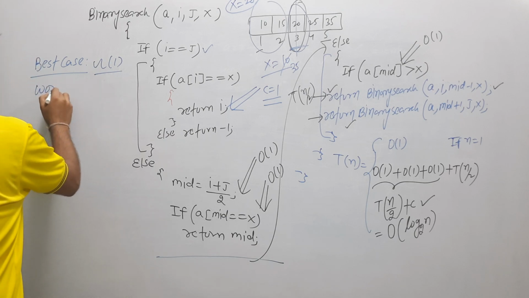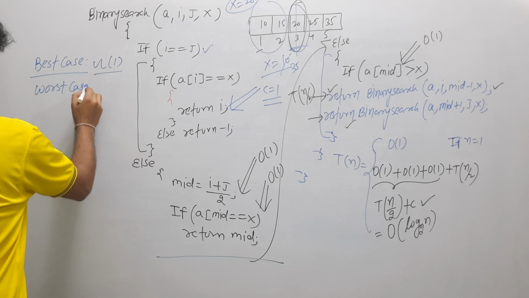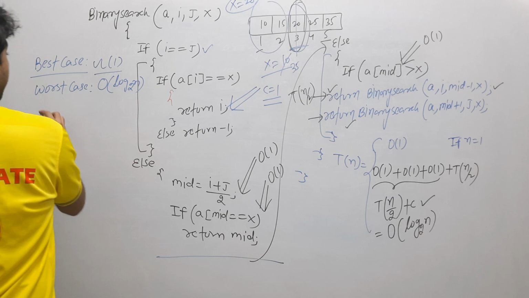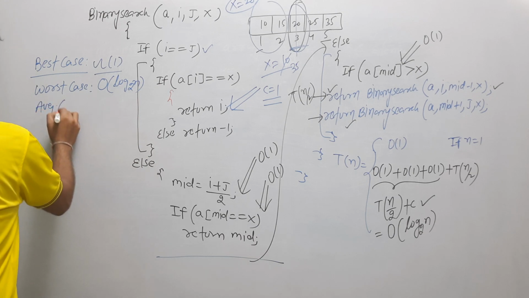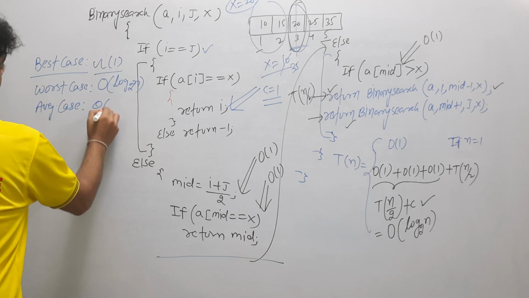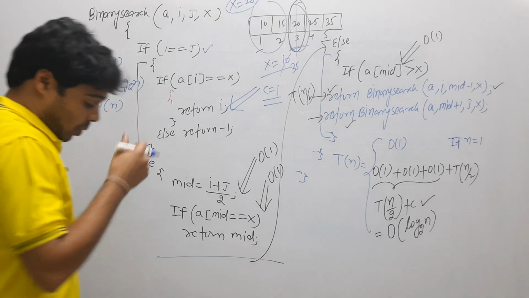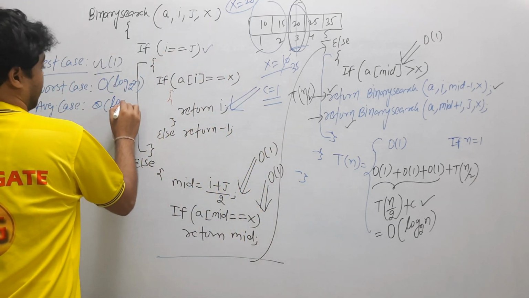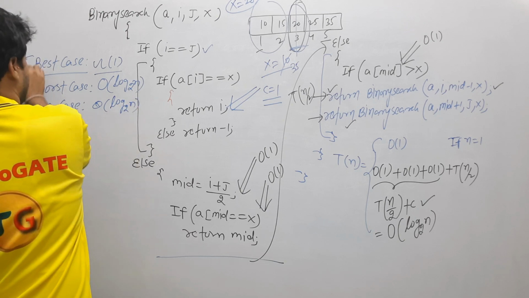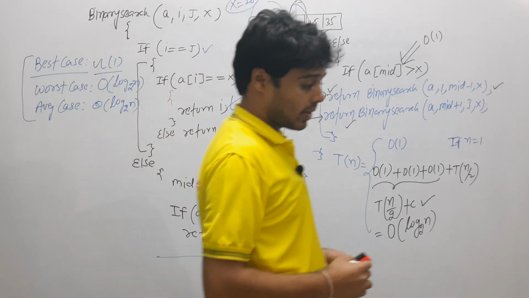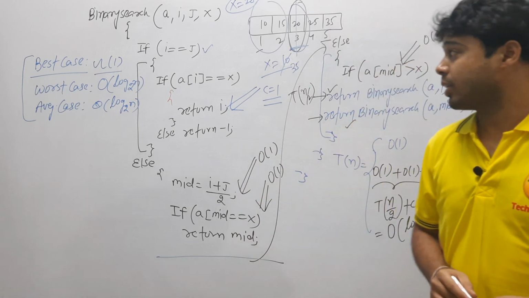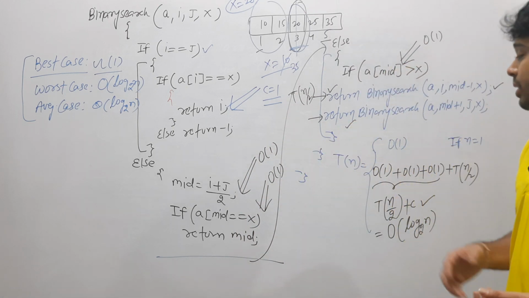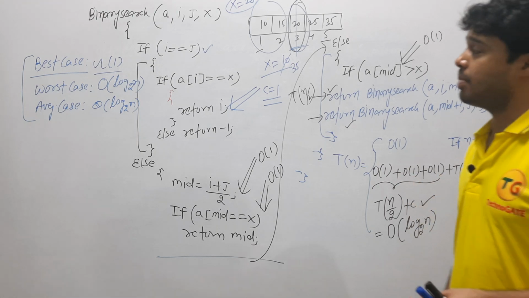The worst case is big O of log n, and the average case is theta of log n. Sorry, I said theta of n; it is theta of log n. So in the best case it is only constant time complexity, otherwise log n. This is the way to find the time complexity and recurrence relation in binary search.